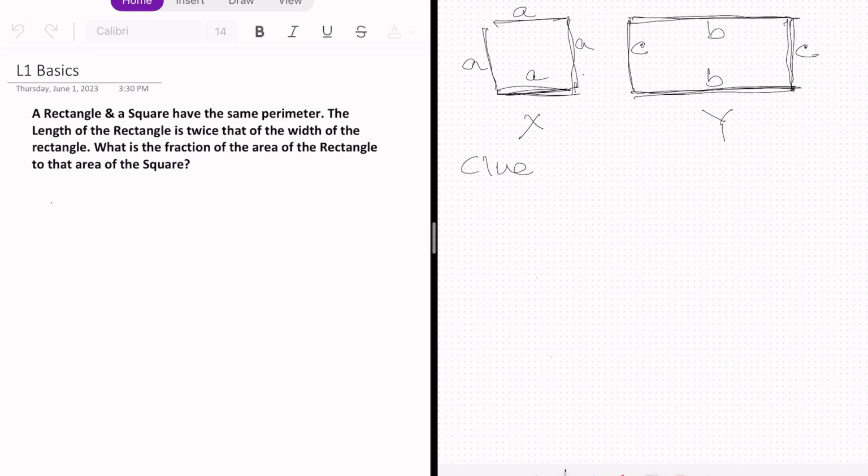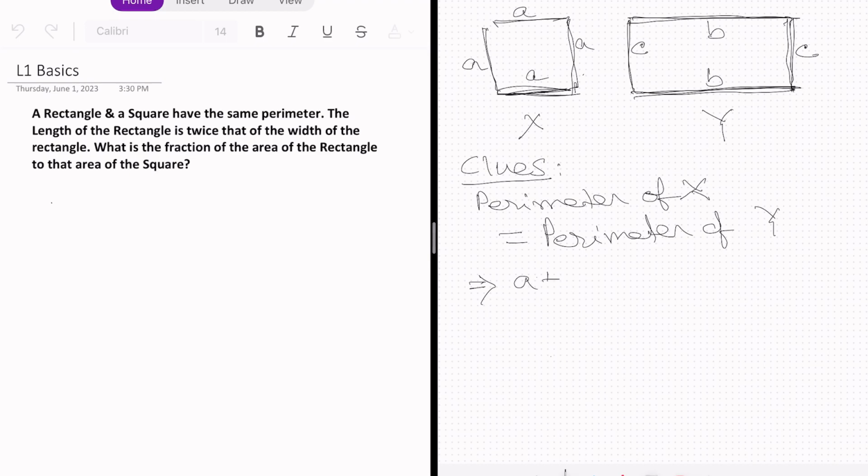Now let's look at the clues. The first clue says the perimeter is the same. So the perimeter of x is the same as the perimeter of y. What does this mean in terms of lengths and widths? This means the perimeter of x, which is a plus a plus a plus a, is the same as the perimeter of y, which is b plus c plus b plus c. Can I simplify this? Yes.